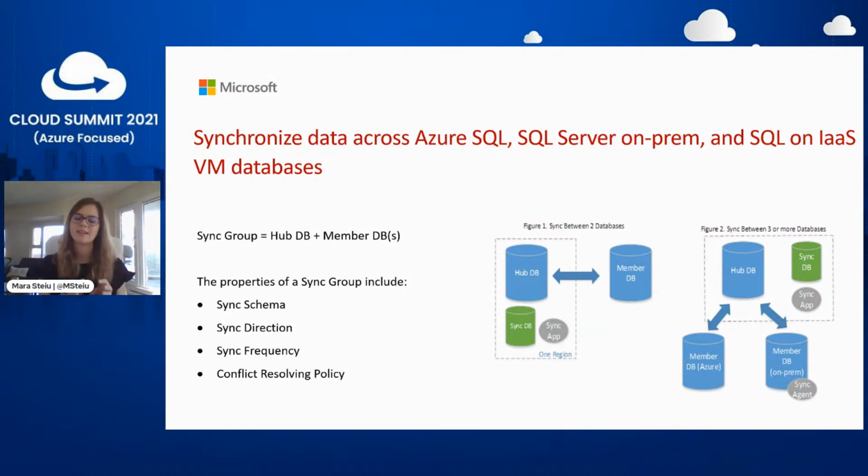Even though you set up the frequency, it is not the same as latency. The frequency is how often do I want my sync to be triggered. And lastly, I have a conflict resolving policy. So here are two options in sync, either member wins or hub wins, as you have data conflict changes.